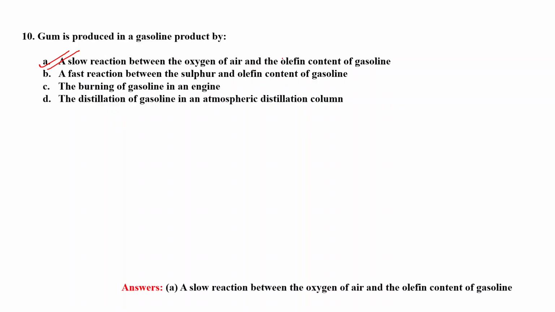The next question is how gum is produced in gasoline product. It is basically the reaction of oxygen of air and the olefin content of gasoline. Olefins and diolefins react with oxygen to form a resinous polymer substance, polymer gums.